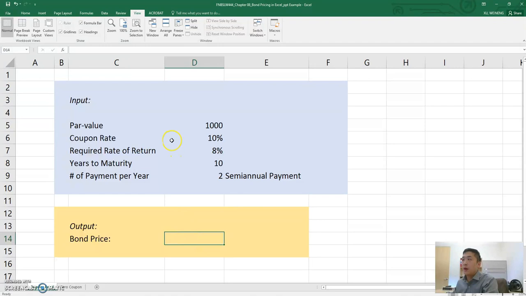So let's assume we have a bond that we are trying to price in Excel, and there's some input of this bond information right here in this blue box. This is a $1,000 par value bond, which means the bond has a face value of $1,000. And the coupon rate is 10%. Note that this 10% means for every year, this bond will pay you a total of 10% of the par value as its coupon payments. And the required rate of return of the bond is assumed to be 8%.